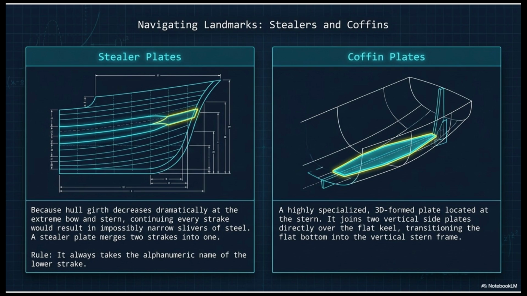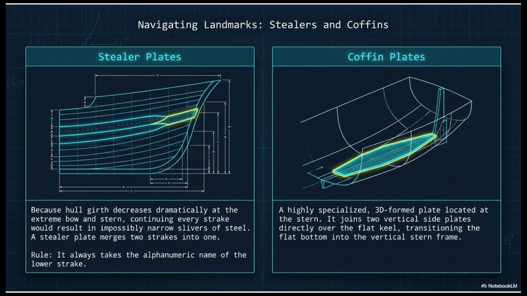Slide 10. Navigating landmarks, steelers, and coffins. Steeler plates. Because hull girth decreases dramatically at the extreme bow and stern, continuing every strake would result in impossibly narrow slivers of steel.